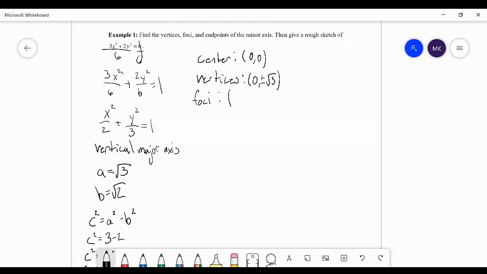Next, our foci. Remember, those are going to be along the same axis as the major axis, so the same as our vertices. And those are just going to be 0 plus or minus C. So since our C is 1, this is just 0 plus or minus 1. And lastly, the endpoints. You could say the endpoints of the minor axis, but I'm just going to say endpoints because I want to skip some steps. And that is just going to be plus or minus root 2, 0.